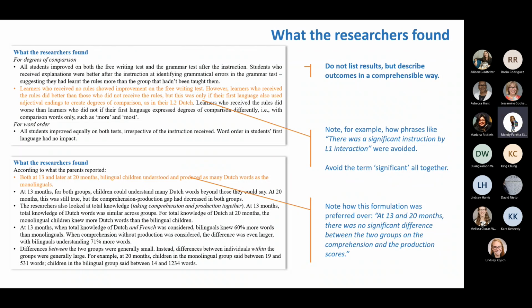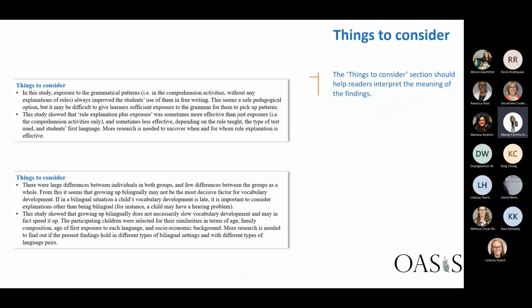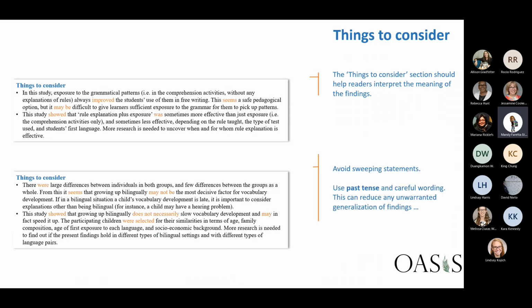All right, then the last section is the things to consider section. So the point of this section, the goal here is to help readers interpret the meaning of the findings. How can they take this and apply it to their lives, or what does this mean for them? Critical things here, avoid sweeping statements, make sure to use past tense and careful wording. The idea being that we want to avoid unwarranted generalization of the findings. We want the audience to know, okay, this is what this study found in this group, etc.